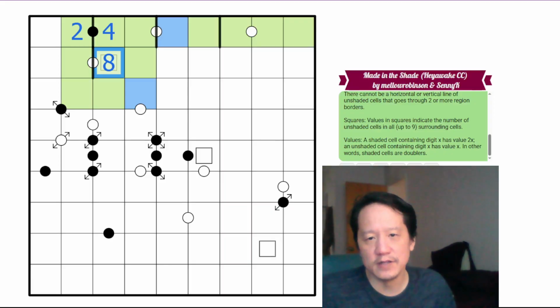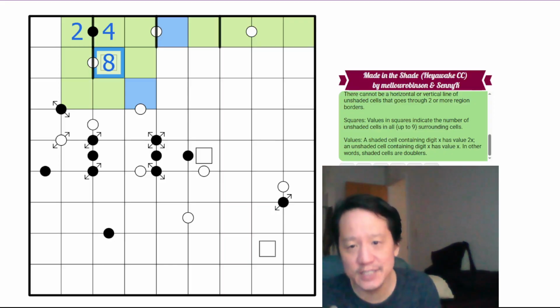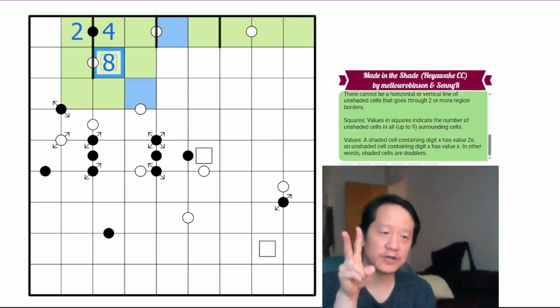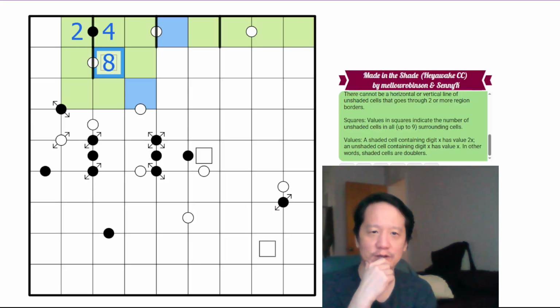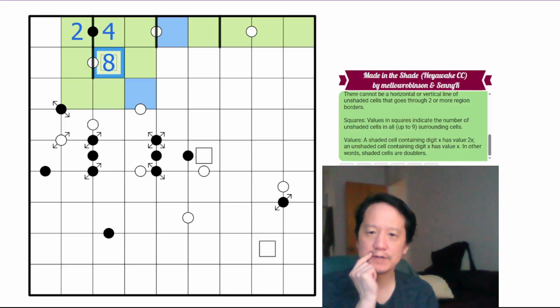And finally, we have values, where a shaded cell containing digit x has a value of 2x. Okay, so that's where we're going to have something interesting. Oh, that's going to be crazy. We don't even have the regions set up. Interesting. So a shaded cell in the Heyawake containing digit x has a value of 2x.